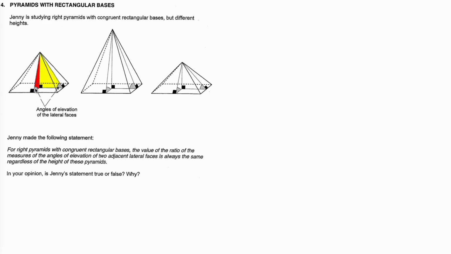Why? I'm going to color these two triangles in. I'm going to color this one red and that one yellow. Let's look at an example. Let's say that this rectangular base is 8 by 6. It's a rectangle. Let's pretend the height is 5.